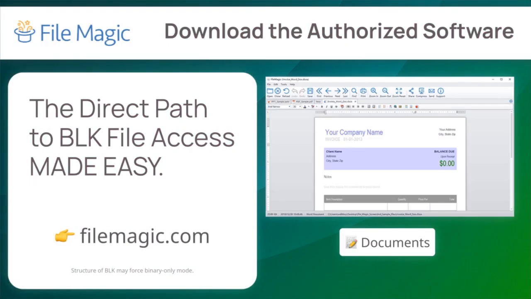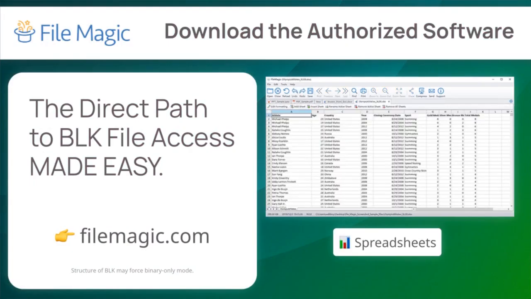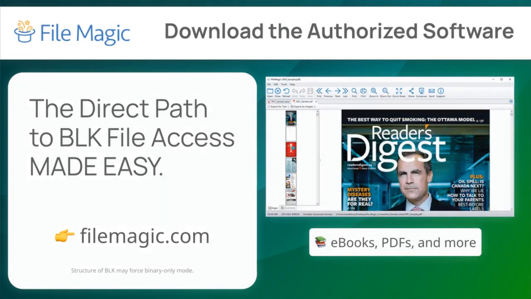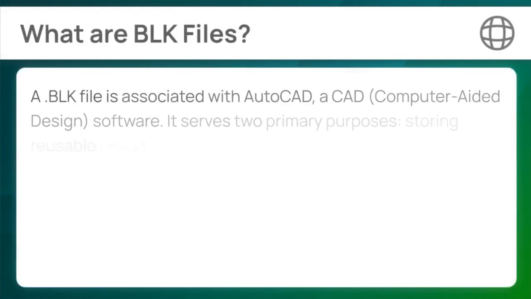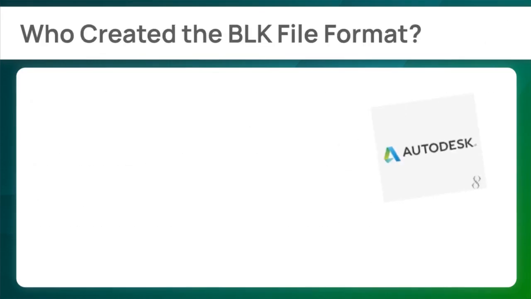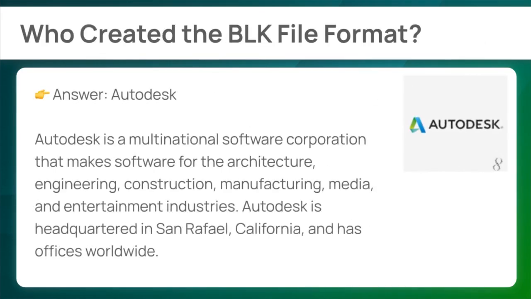The efficacy of this tool hinges on the speed and analysis power of a single BLK file inspection program that services hundreds of formats. A BLK file is associated with AutoCAD, a CAD, computer-aided design software. It serves two primary purposes: storing reusable blocks, collections of objects, and defining aliases for commands. Blocks can be inserted multiple times within a drawing, saving time and ensuring consistency. Aliases provide shortcuts for frequently used commands.